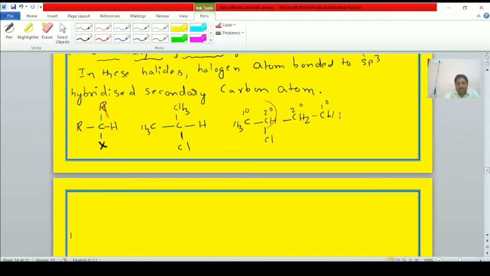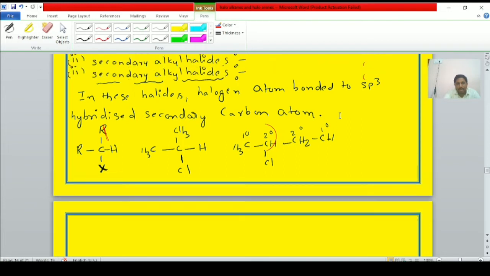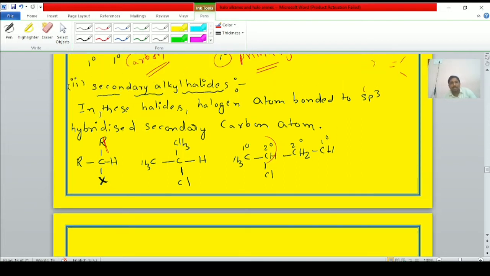Secondary alkyl halides, student. In these halides, the halogen atom is bonded to an sp3 hybridized secondary carbon atom. The carbon atom is sp3 hybridized, but which carbon atom, student? Secondary carbon atom. Hence the alkyl halides are called secondary alkyl halides.